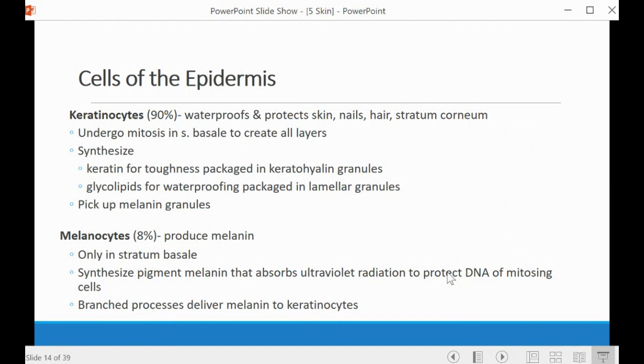They make keratin for toughness. They have these keratohyalin granules within them, and then we have these glycolipids in lamellar granules for waterproofing, and they actually pick up melanin as they move up to change the color of the skin. The melanocytes are the ones producing the melanin. They're found within the stratum basale. They synthesize melanin, which helps to absorb any ultraviolet radiation. That helps to protect the DNA of any of our mitosing cells. The ones mitosing, again, are the ones that are copying. Their branch processes can help to deliver melanin to the keratinocytes.